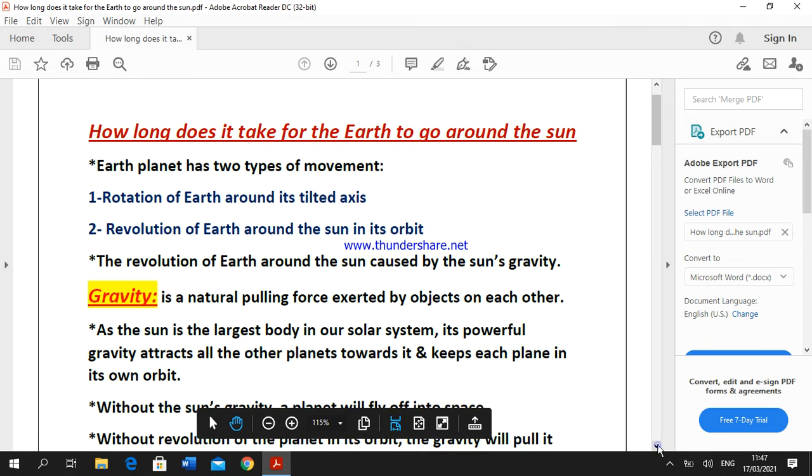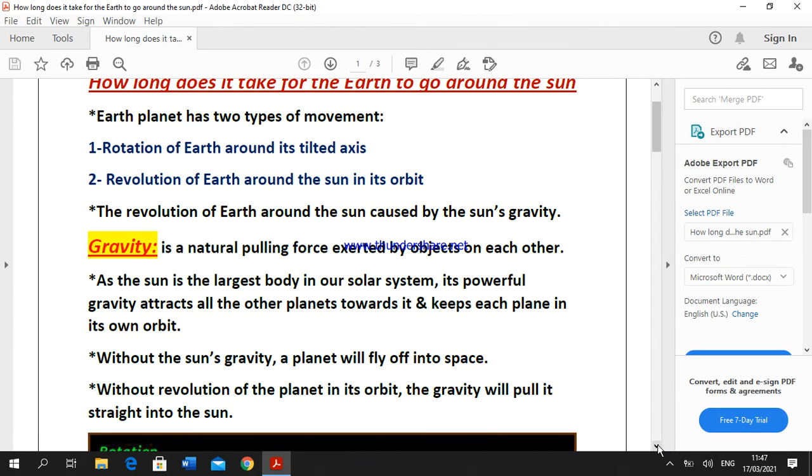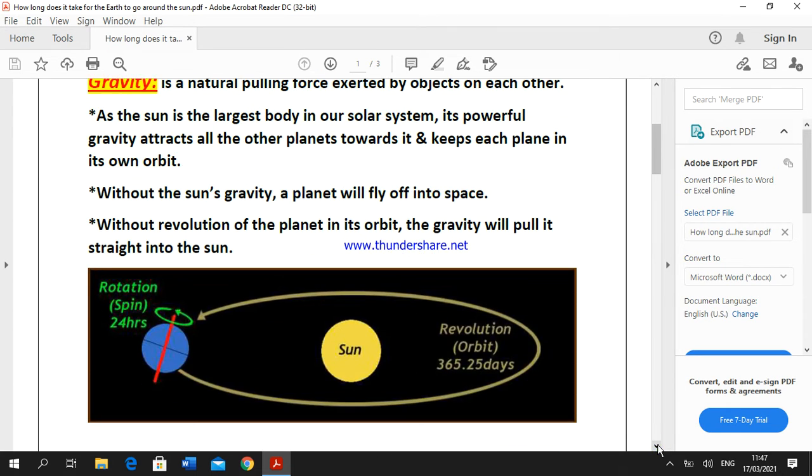What happens if the Sun's gravity vanished? Without the Sun's gravity, a planet would fly off into space and be lost in space, okay? Without revolution of the planet in its orbit, the gravity would pull it straight into the Sun, leading to the explosion of the planet, okay?